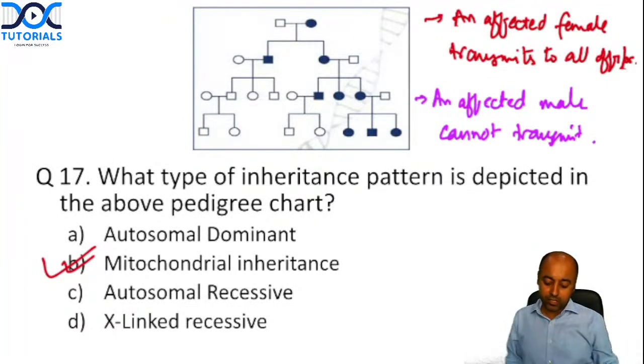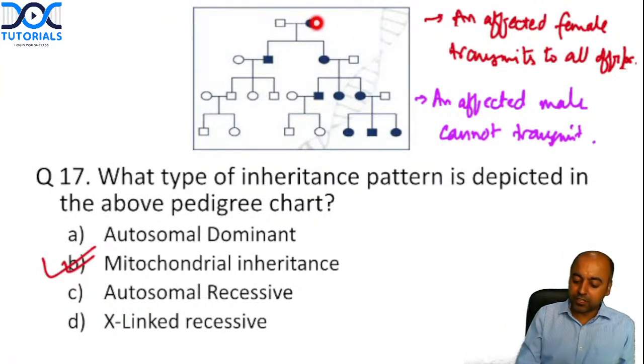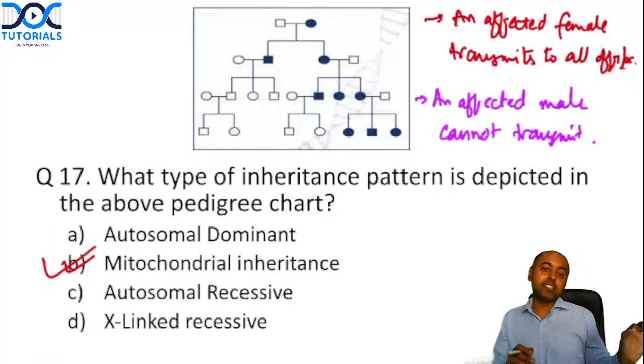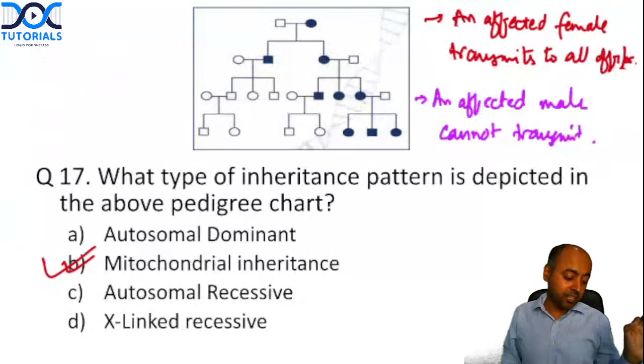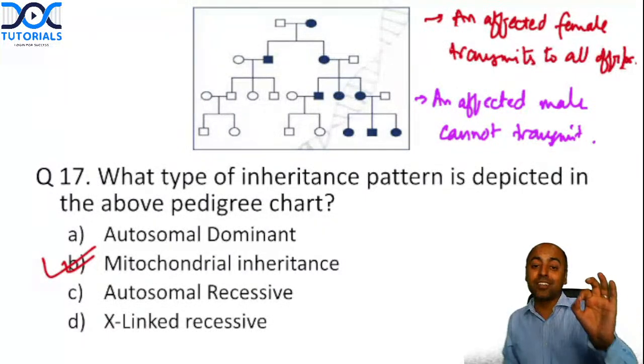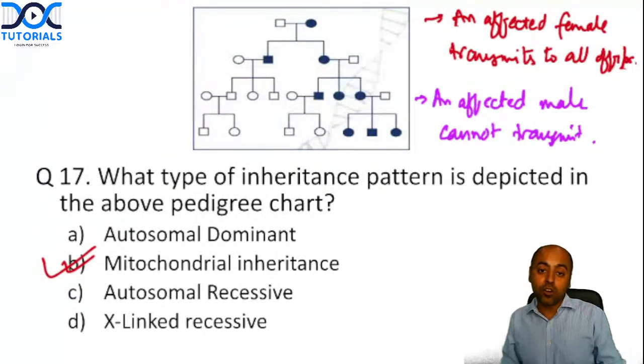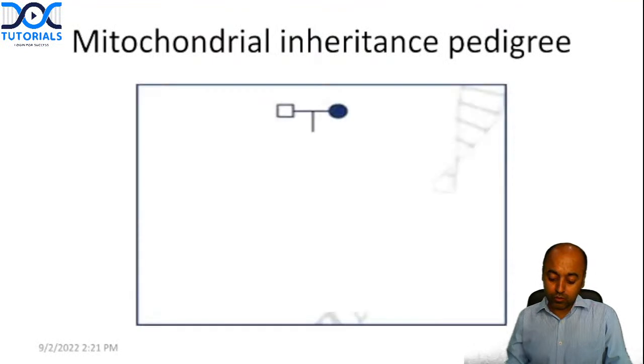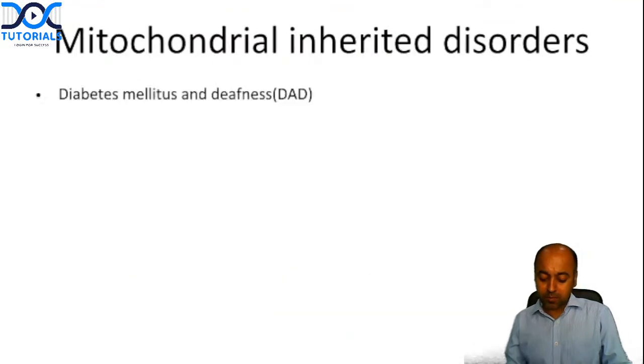So if you look here, what you'll find, the female is affected, transmits to both the offsprings. Male cannot transmit the disease, female transmits to all the offsprings. So remember, in mitochondrial DNA disease, an affected female will transmit the disease to all the offsprings. An affected male cannot transmit the disease. So this is the inheritance pattern.